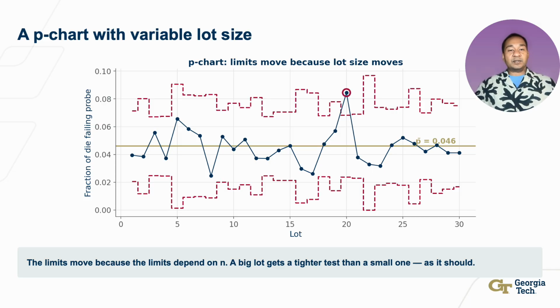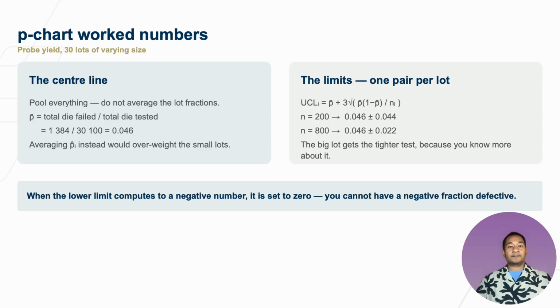A big lot gives you more information, so you can make a sharper statement about it. A small lot is genuinely more uncertain, and a wide limit is the honest representation of that uncertainty. Lot 20 is above the limit, 8.5% failing against the baseline of 4.6%. And that is a real signal, because it is a large lot, so it is a confident one.